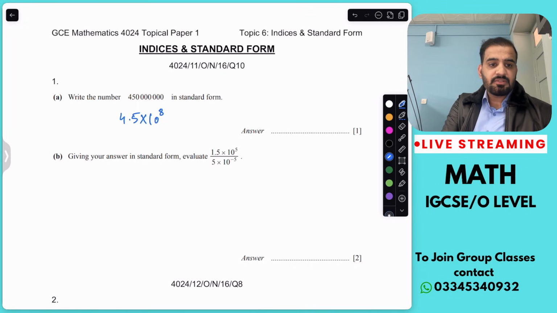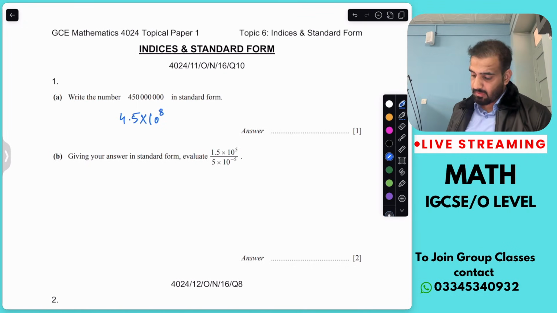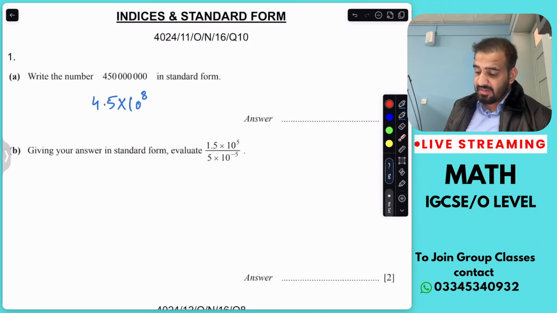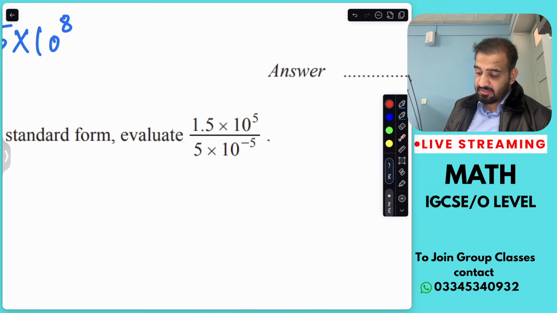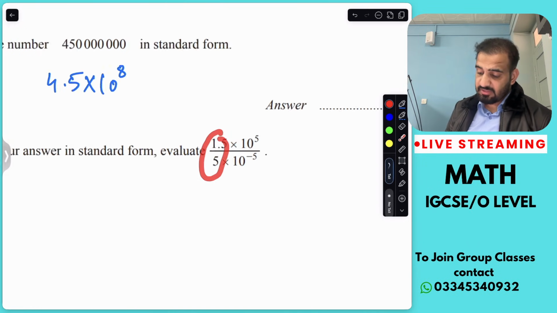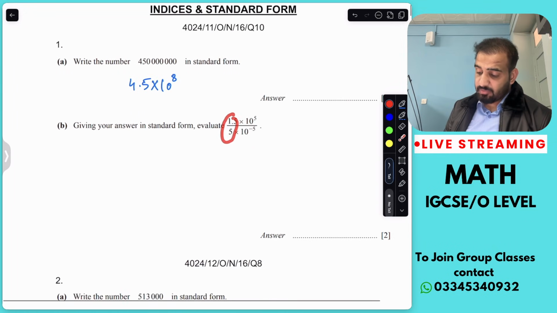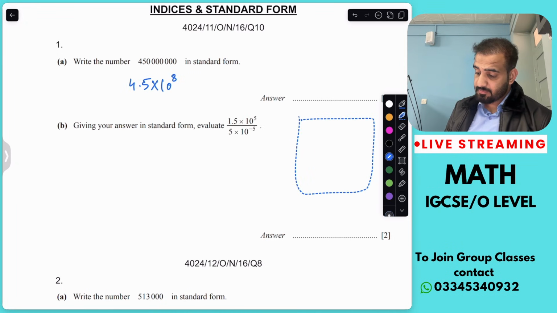Now next part, giving your answer in standard form. So when you divide two standard forms, you simply divide the numbers and deal with the powers. So how do we divide 1.5 by 5? You know it very well already that 1.5 over 5 is 0.3. Let me tell you how.